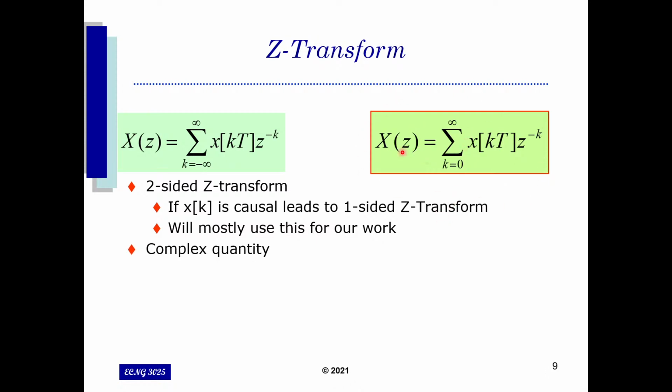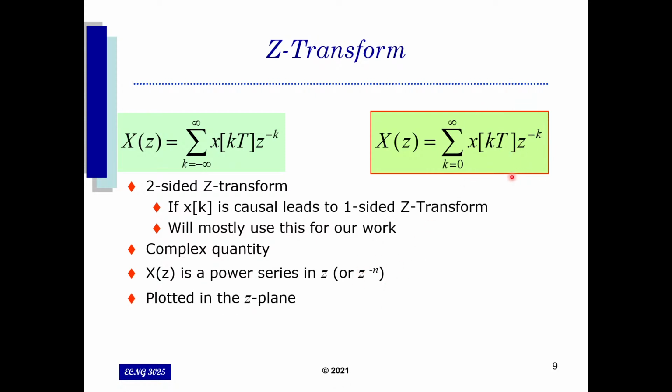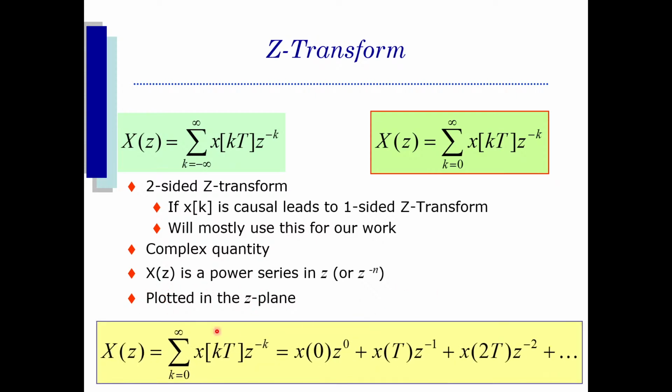And yes, the z component here is a complex quantity, and if we expand this out a little bit, we're going to see that this is a power series in z, or in negative powers of z because of z to the minus k. And we're going to see what this looks like in the z-plane in a little bit. Then expand out the X of z series here. You can see that as we keep on going, it's literally just a power series throughout the entire thing because of that summation.